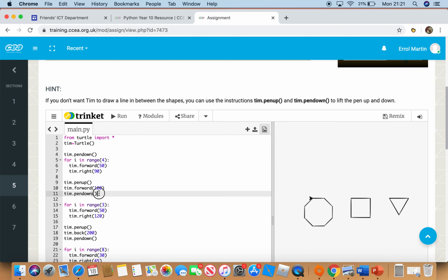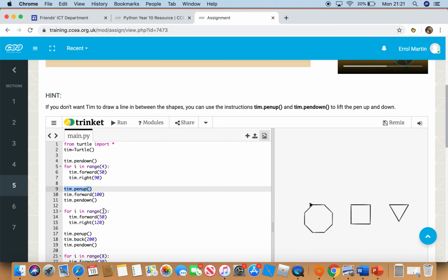Then you'll notice that there's a couple of other commands in here. There's Tim, pen up. So I'm lifting the pen. I don't want the shapes to be conjoined. So I want to lift the pen up and I'm going to move the pen forward 100 pixels. And then I'm going to put the pen down and then start the next loop. And the next loop is going to repeat 3 times because there are 3 sides to a triangle.